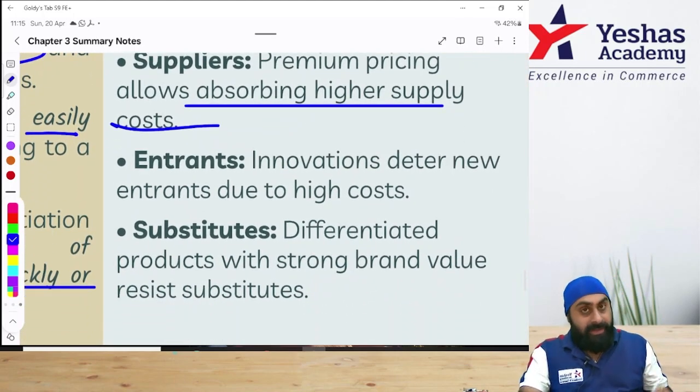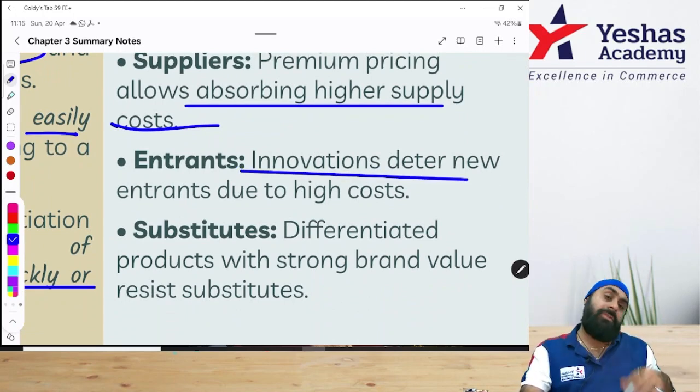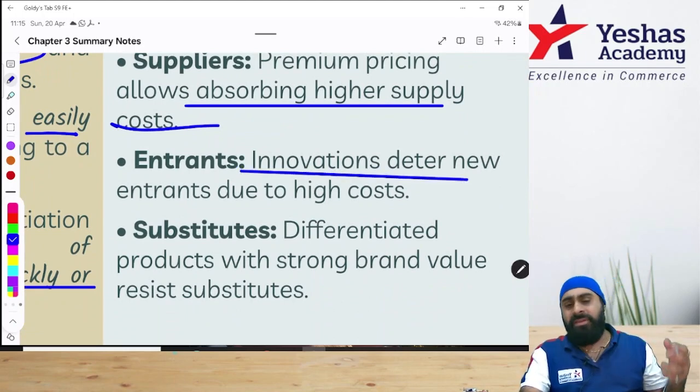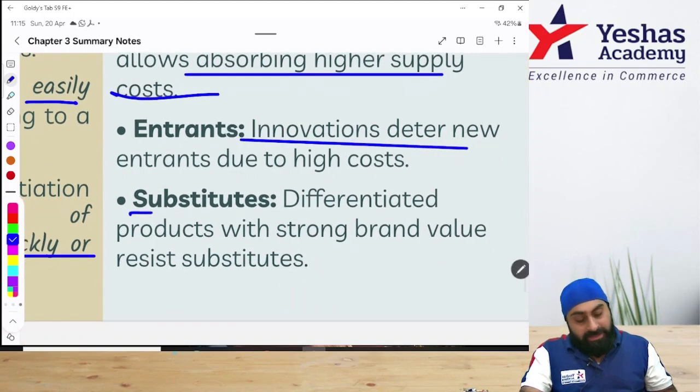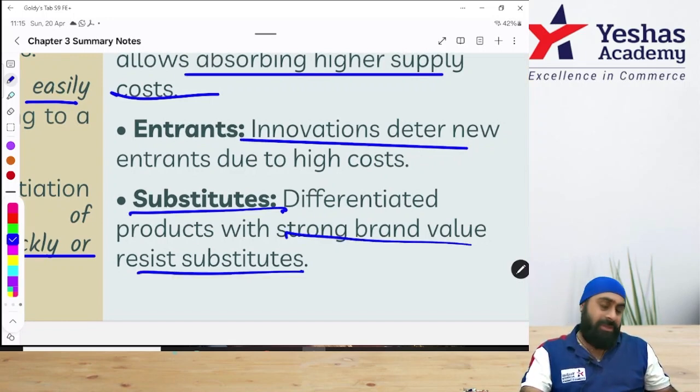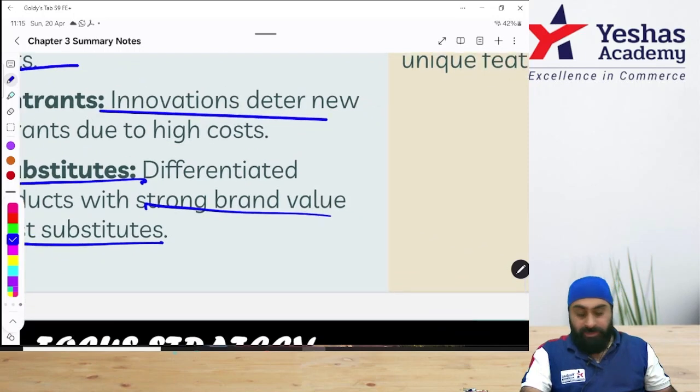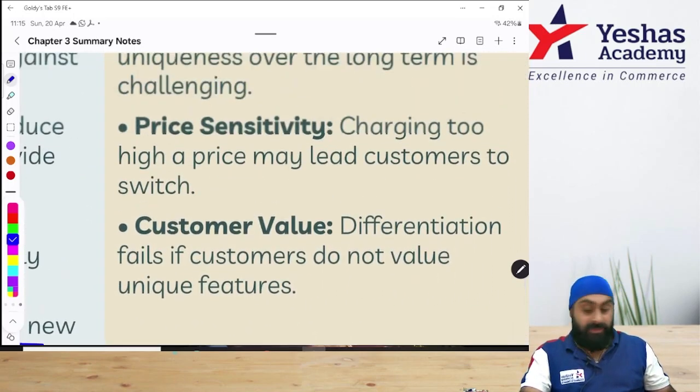Entrance. Is it easy for entrants to enter? Absolutely not, because to create such a uniqueness, it's not going to be an easy cakewalk. It's going to be difficult. Substitute. Differentiated product with strong brand value resists substitute. They won't be substitute for this particular thing. They will kill the substitute if it comes into picture.